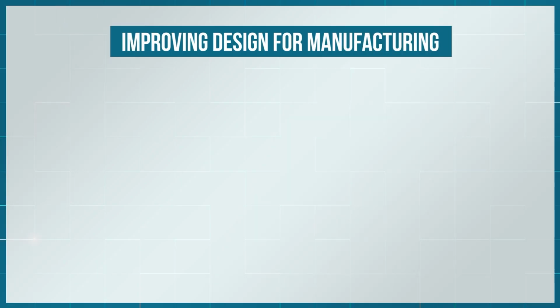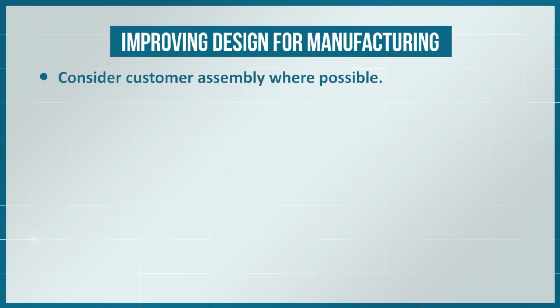How else can you improve in terms of design for manufacturing? You can also consider customer assembly wherever possible. If the customer assembles your product, for example, what IKEA allows you to do is to buy a box with all the components and then assemble it yourself. If the customer does the assembly, the cost is reduced for them because the company doesn't have to assemble the product and transport it in an assembled form.